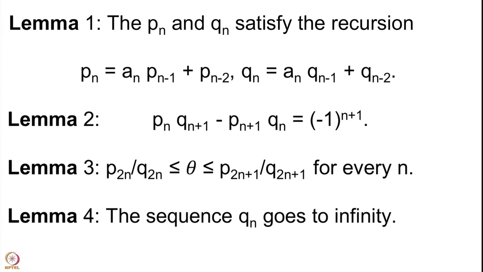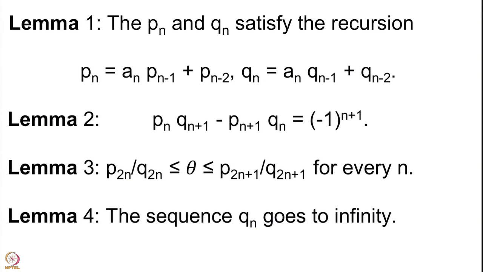So, assuming those four lemmas, we have proved our result very quickly, but now we need to prove those lemmas. So, once again, let me recall those lemmas for you: that Pn, Qn must satisfy the recursion, the distance between the two successive convergents, that theta is sandwiched between the successive convergents, and that the sequence Qn goes to infinity. So, let me remind you that we have first assumed these lemmas and then proved the theorem. So, we went in the reverse direction to what we actually did in the proof of the quadratic reciprocity law. Let me employ the reverse direction here also. So, these are the four lemmas that we need to prove.